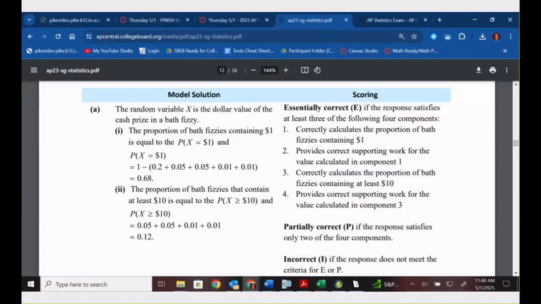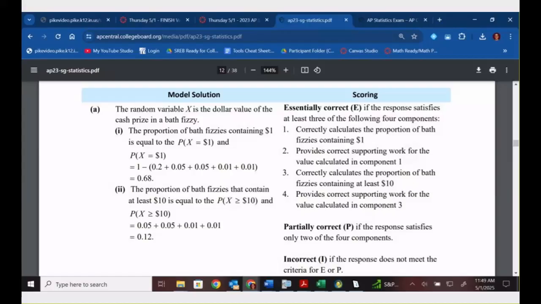Part A, 4 components. Correctly calculate the proportion of Bath Fizzies containing $1. So you would do 100% or 1 minus the other probabilities that were given in the table, and you end up with 0.68. Provides correct supporting work for the value calculated in component number 1, so you have to show work for it. Component 3 correctly calculates the proportion of Bath Fizzies containing at least $10. So at least $10 would be, I don't remember all the denominations, but these are the probabilities added together, and we get 0.12. Provides correct supporting work for the value calculated in component 3.